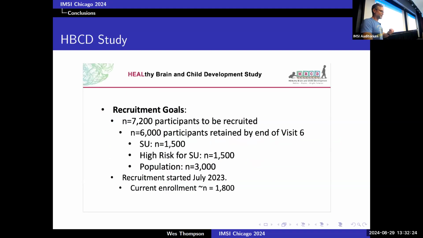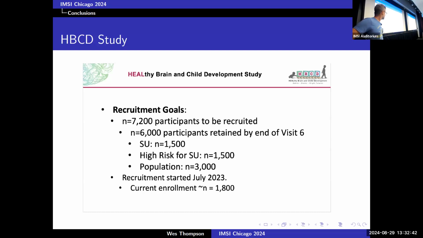And I think I just have a couple minutes left, and so I just wanted to spend the last few minutes describing another study very briefly. You're all familiar with ABCD, but I want to describe the Healthy Brain Child Development Study, which is currently running. The first data release for this is December of this year.